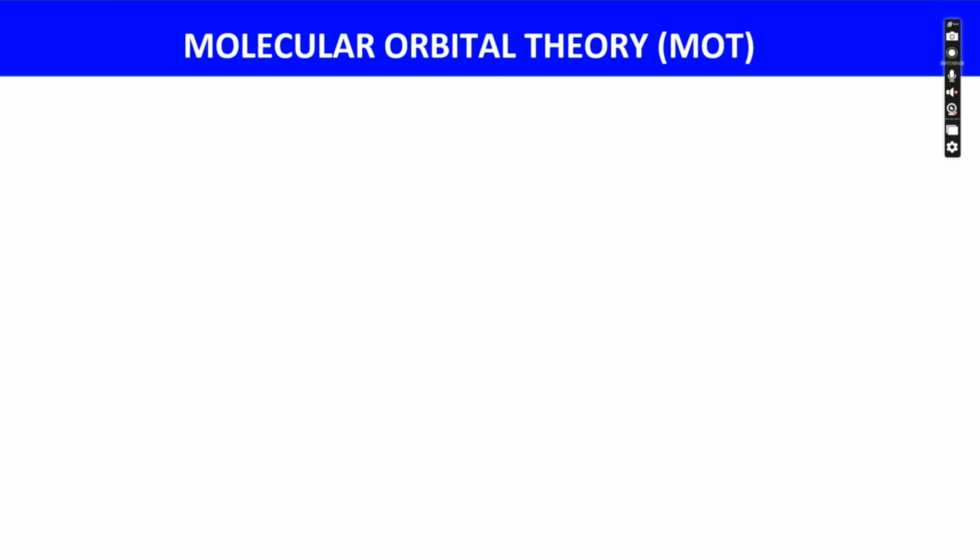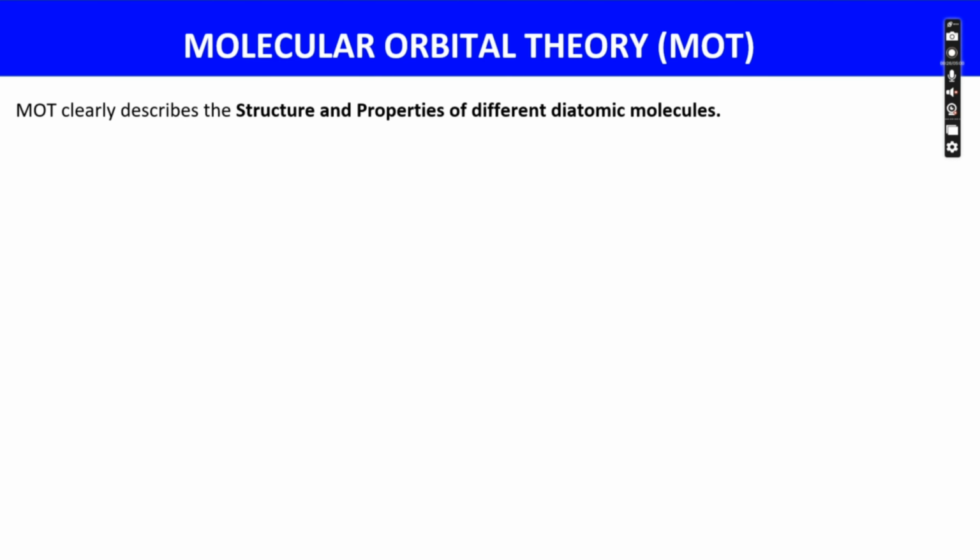Now we will see what Molecular Orbital Theory is, what it explains, and who proposed this theory, everything in detail. This MOT theory explains the structure and properties of different diatomic molecules. For example, diatomic molecules are N2, O2, F2. These are examples of diatomic molecules.